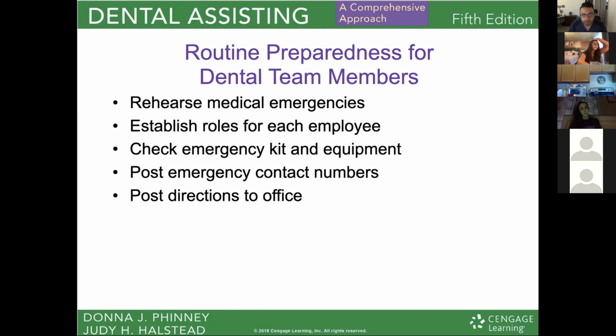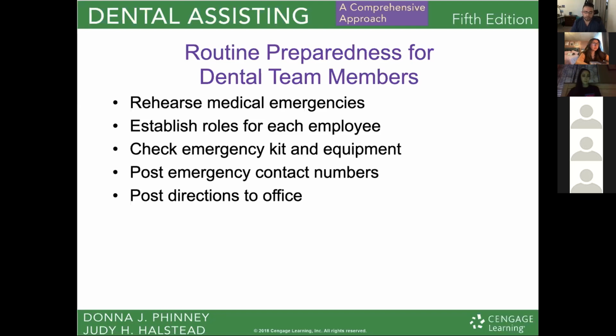So routine preparedness for dental team members includes rehearsing medical emergencies. You want to go through with your teammates to know all the different medical emergencies that can happen, and you want to establish roles for each employee. Everybody on your team should have some type of role that they're going to rehearse. For example, somebody may be the person to flag down an ambulance. Somebody may be the person to grab the oxygen cart. Another person may be the one to call 911. So everybody gets a role.